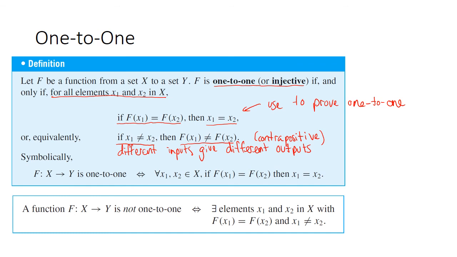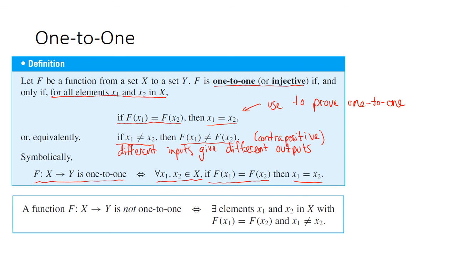And then symbolically, they've just stated it here again at the end. Symbolically, the function f from X to Y is one-to-one if and only if for all x1, x2 in X, if f of x1 equals f of x2, then x1 equals x2.